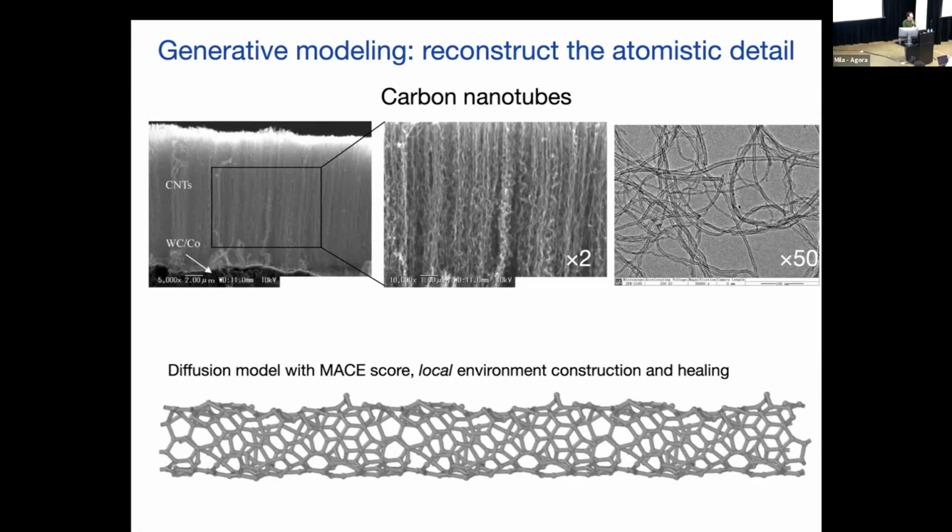So how do we model this? How do I create an atomistic model that represents these irregular carbon tubes so that I can study their properties? So we've coded up a diffusion model with MACE as its score function and generate local environments with construction and healing. And here's what happens.